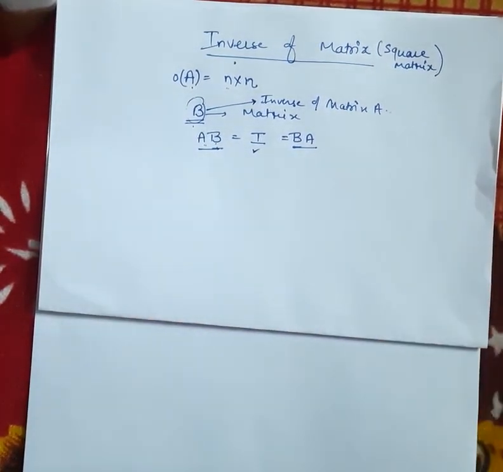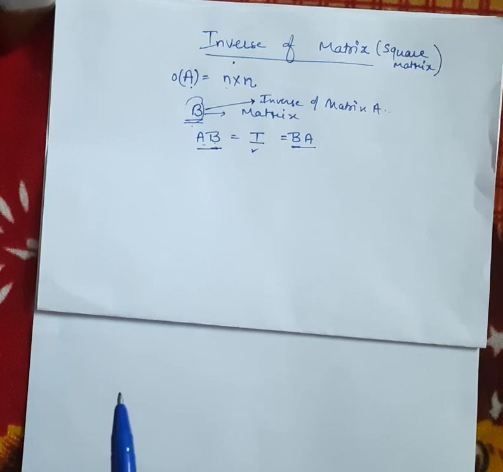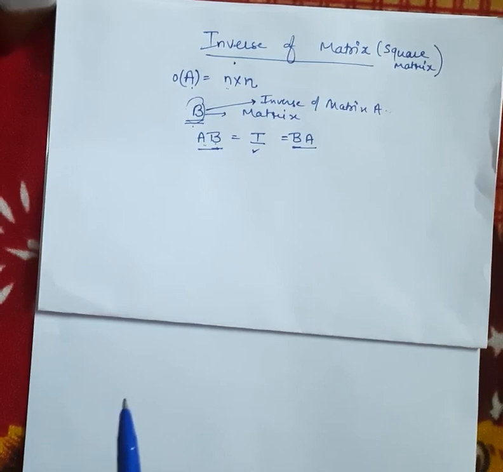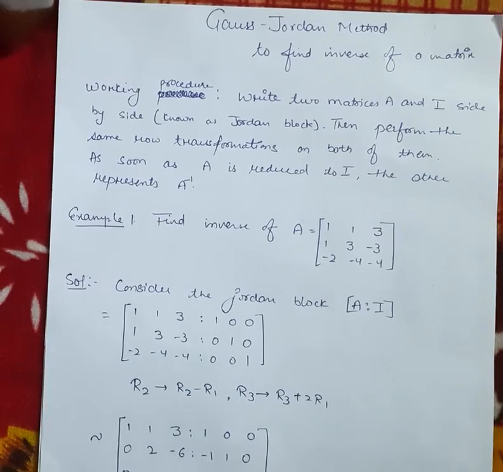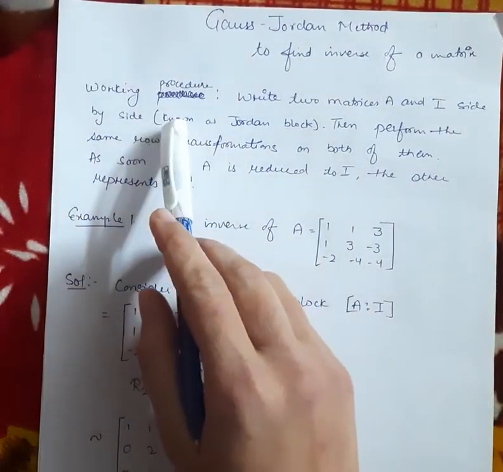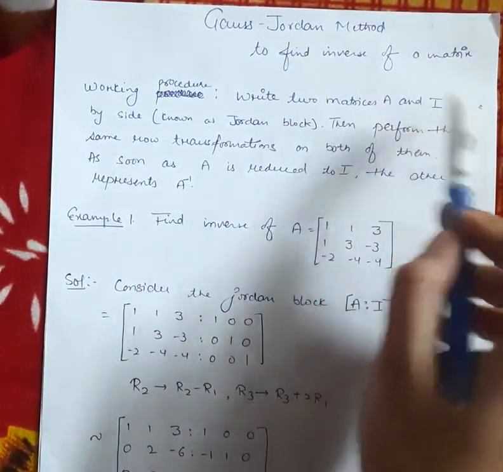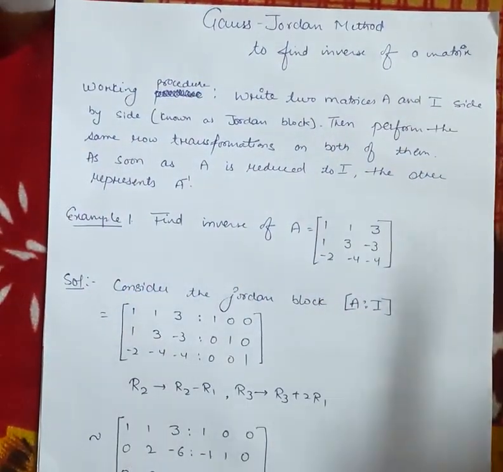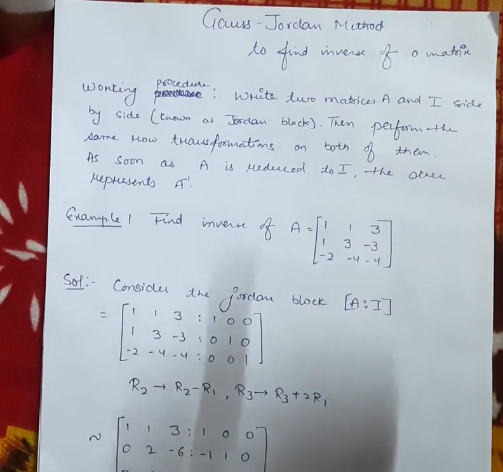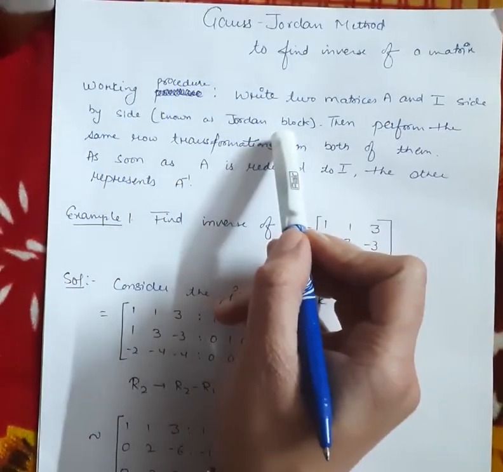Now there are various methods to calculate the inverse of a matrix. The method which we are going to discuss here is the Gauss-Jordan method to find the inverse of a matrix. Let's start that. So let's have a look at the working procedure. What we will do, we will write the two matrices A and I side by side. A is the given matrix for which we have to find its inverse, and I is the same ordered identity matrix. We will write them side by side, and when we write them, that is known as Jordan block.